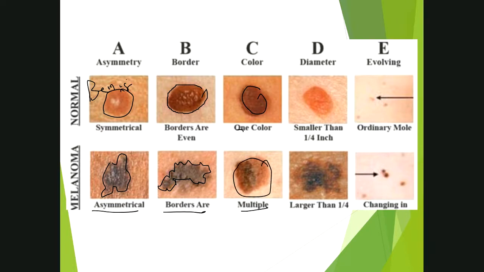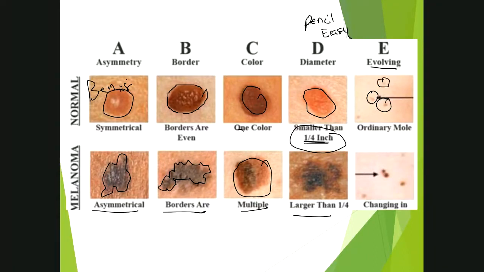And then here the color is generally just one color, but here it's usually more than one color. And then D stands for diameter. So we use a pencil eraser as a visual. If you think about the size of most pencil erasers, that's about 1/4 inch in diameter. And so this is smaller than a pencil eraser, this is larger. And then E stands for evolving. So you're probably born with a mole, or you have one since you were a little kid and they never change. But if they do start changing, then they're probably not a mole.